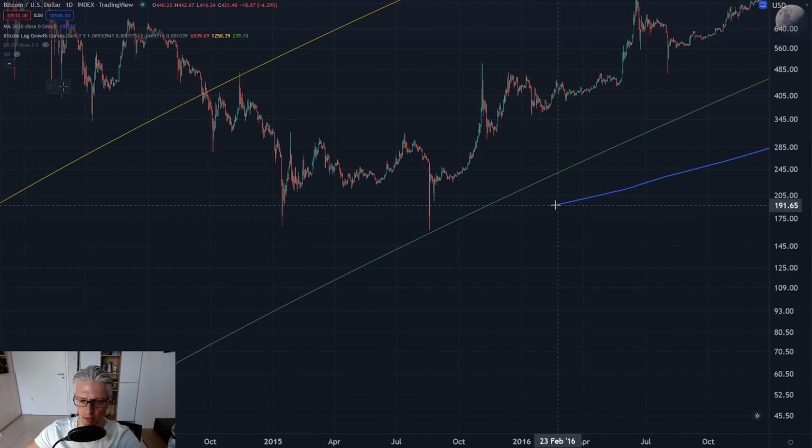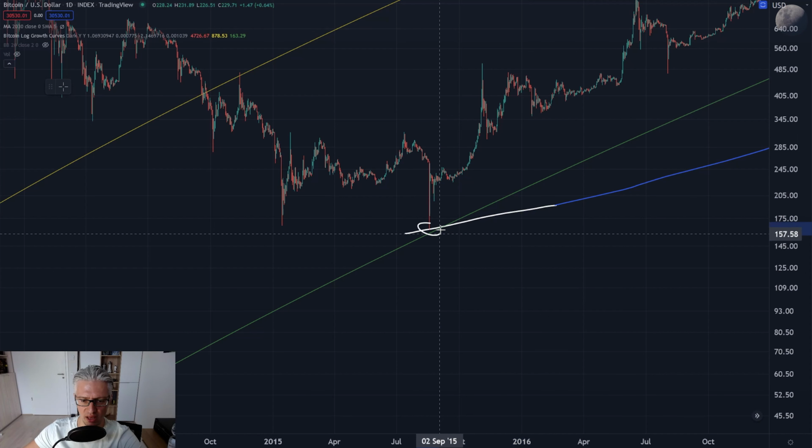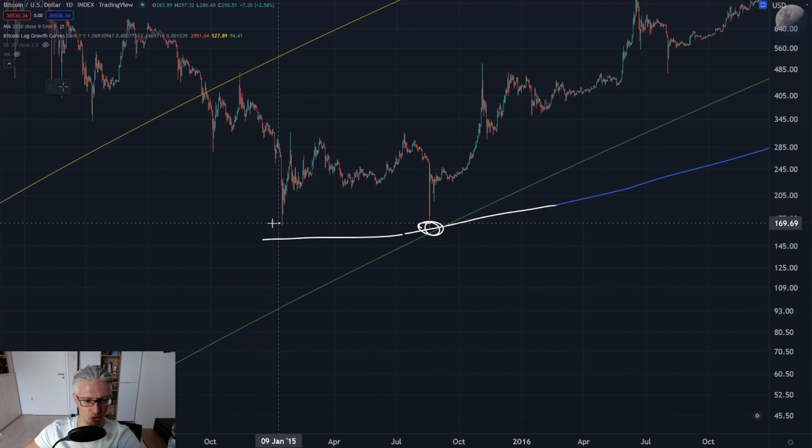Also, if we prolong that line here, it would have hit it perfectly here in this crash in August 2015, and probably also here in this crash in early 2015. So this is a super important long-term trend line.